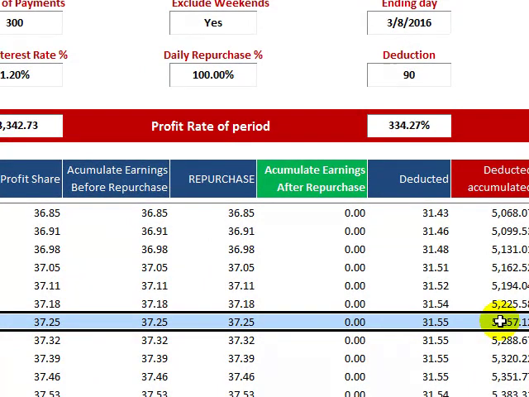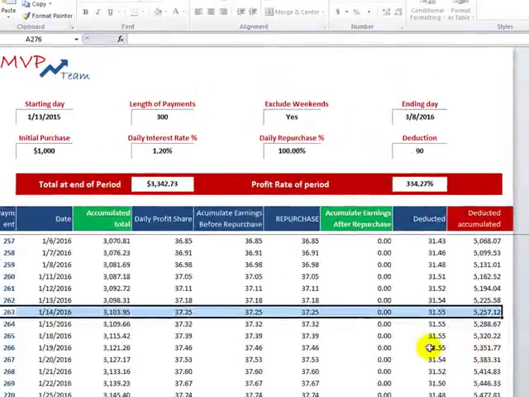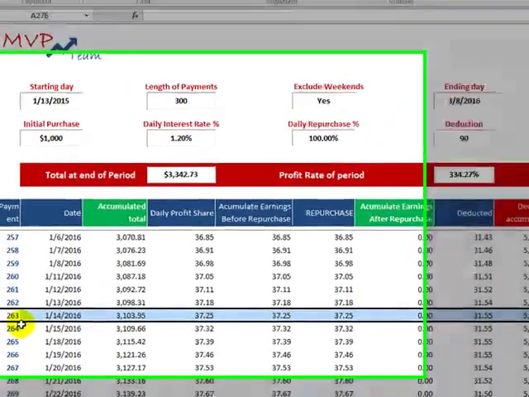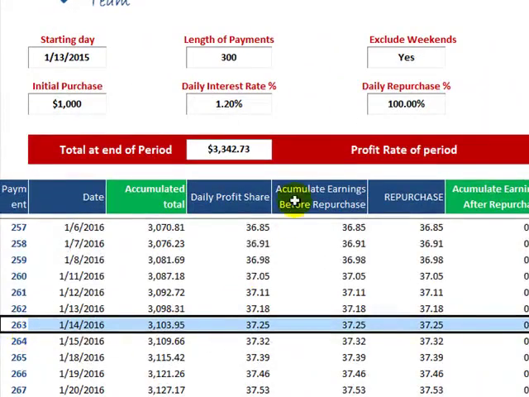You continue to maintain your active status with the company by purchasing one extra strength bottle, which is 50 PV, so that you can continue to earn this daily profit share. In this illustration, I hope you are able to see how all of this works. Now, let's do another scenario.